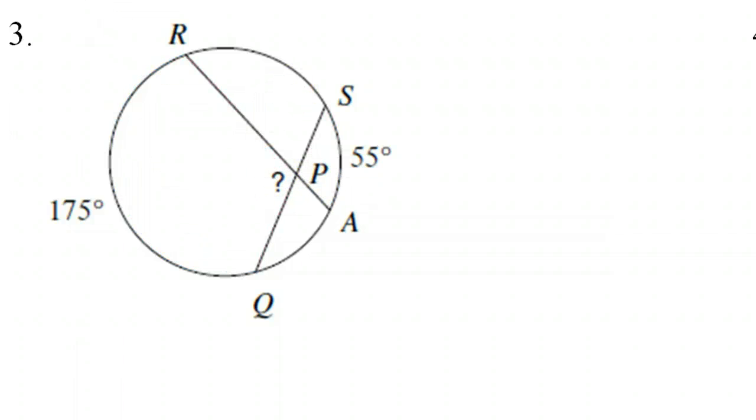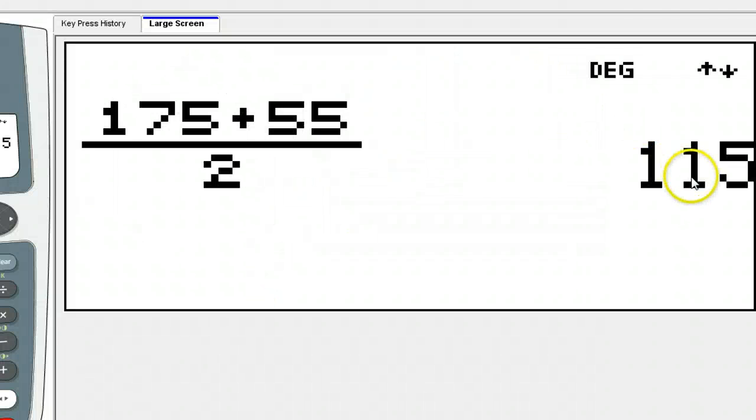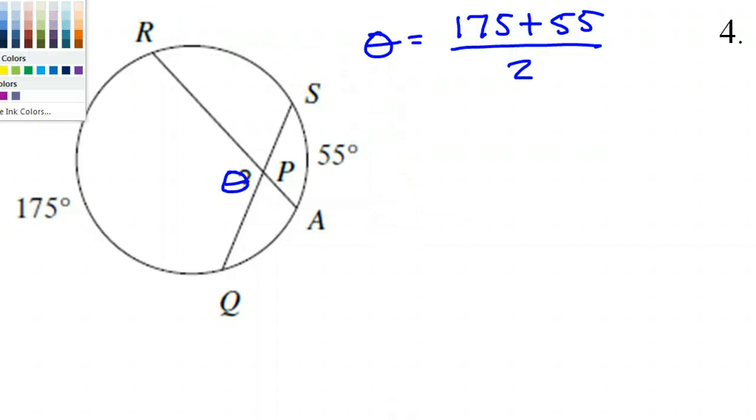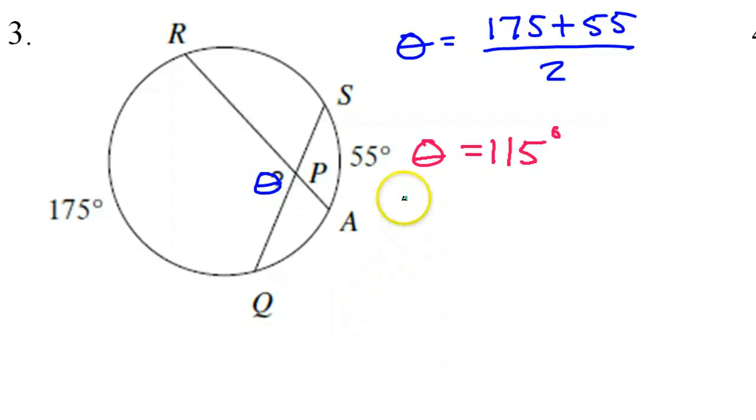I had to emphasize that because sometimes it's not, so you have to think about it. Anyway, we're looking for theta. And like I said, the angle should equal arc plus arc divided by 2, basically the average of the two arcs. That is 115 degrees. So that is the answer to number 3.